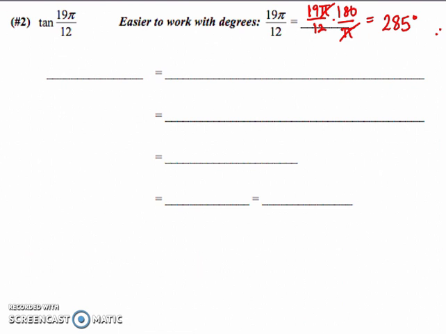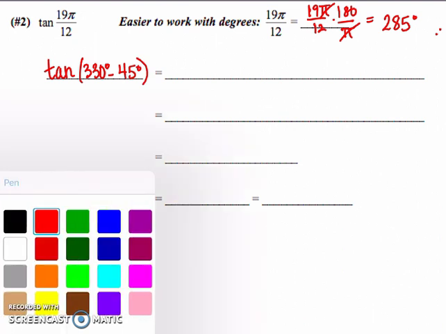So the two angles that I selected for this problem were 330 degrees and 45 degrees. 330 minus 45 will give me 285. So that's the combination I'm going to go with. Now, obviously, there are other combinations that would work as well, okay? So I'm going to go with tangent of 330 minus 45 degrees.